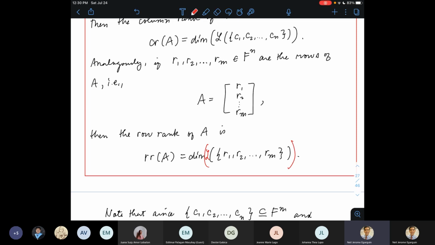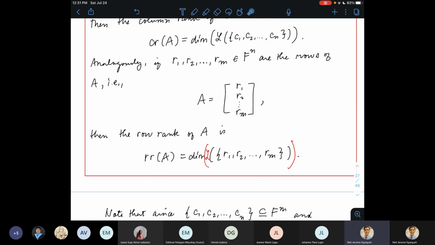So titingnan natin yung vector space consisting of linear combinations of the rows, and then look for its dimension. But again, the dimension is the number of basis elements. But here we have already m candidates. So ibig sabihin, titingnan ko na lang which of the rows are linearly independent to each other. Those linearly independent rows will form a basis for this space. And since it's a basis, I'll count the number of elements. That will be the row rank.